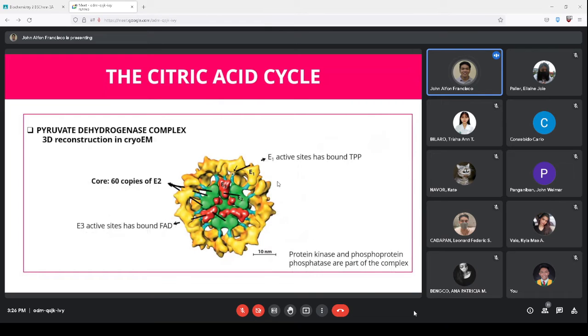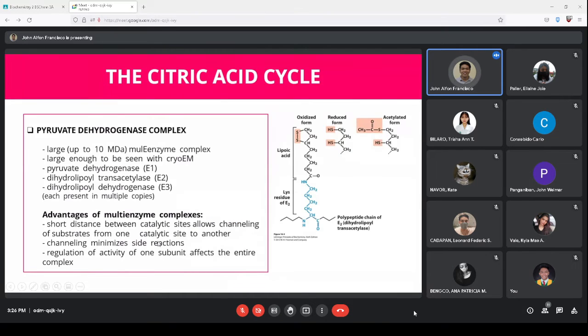Yan. Ito yung itsura ni pyruvate dehydrogenase, yung 3D constructed na from cryo-EM. At it has 3 different parts: yellow, red, and green. And may specific nga silang gamit, specifically for the production of acetyl-CoA. So, meron kang E1, may E2, and may E3. And it has may mga sites sila for the coenzyme, especially yung si E1, meron siyang for TPP, si E3, meron siyang FAD, right? So, ano yung advantage ng multi-enzyme complex?